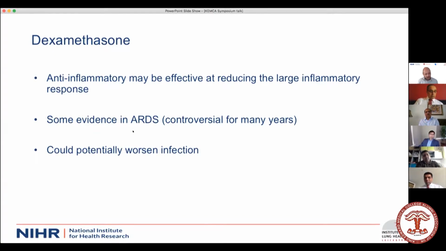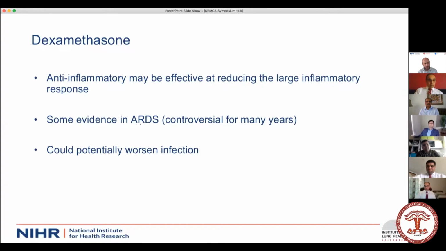And the intensivists amongst us will know that there's some evidence in ARDS. It's been very controversial for many years. Every conference I go to, you could have a debate on it. There's been some recent work in Lancet Respiratory that looked more promising. And actually, if you go to the systematic reviews, probably low-dose steroid might have a role. High-dose steroid, I think, doesn't have as much evidence, things like methylprednisolone, and could potentially worsen infection.